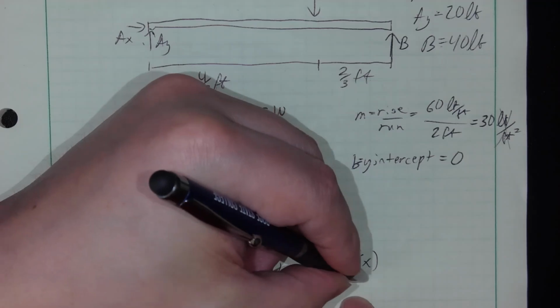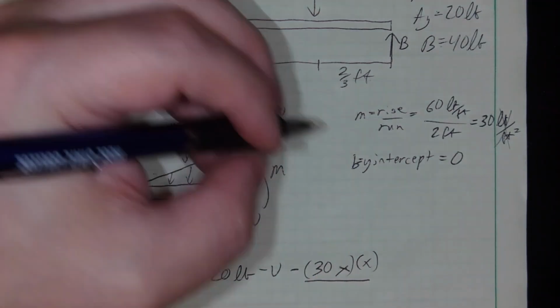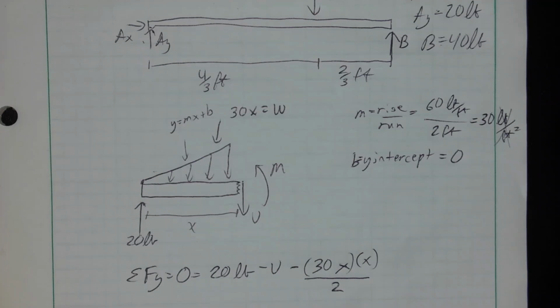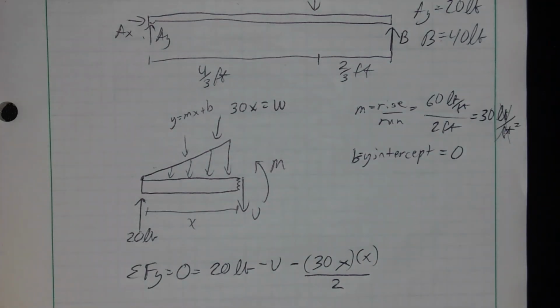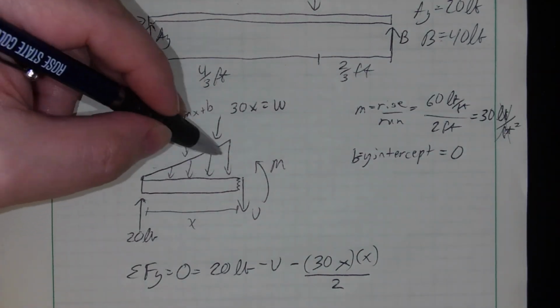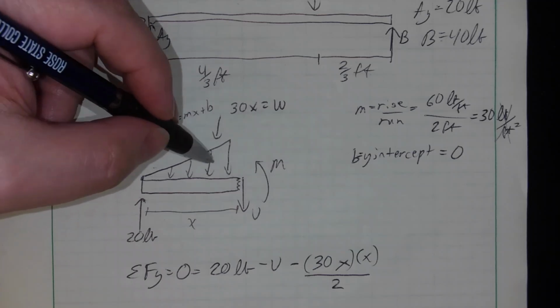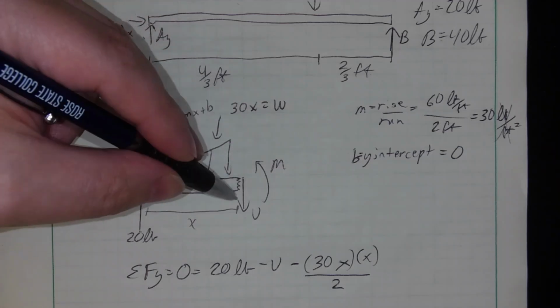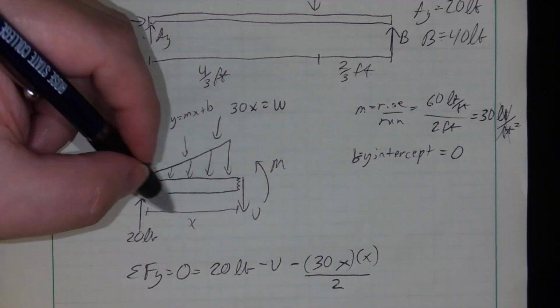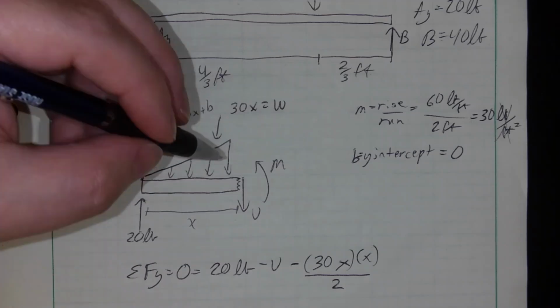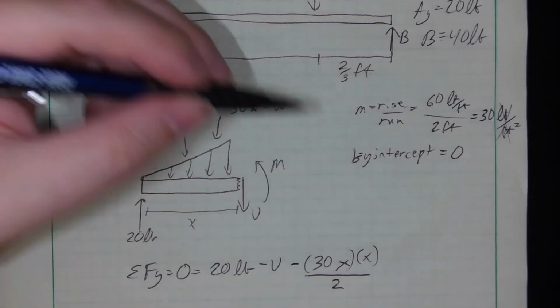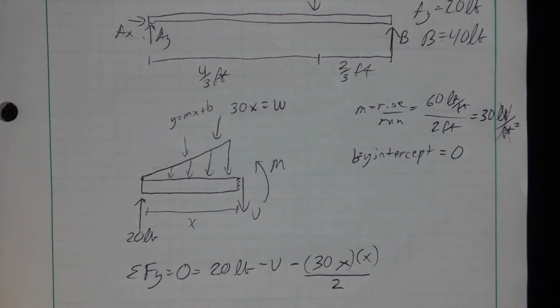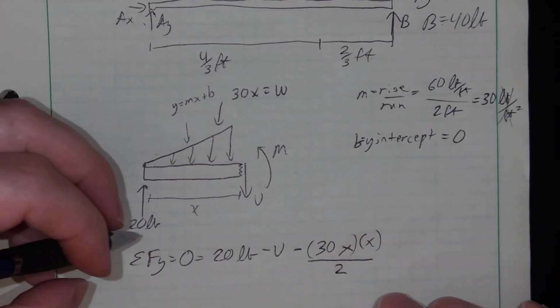Or actually, that would be the area if it's square, but it's not square, it's a triangle. So we need half of that area. We're looking for the area of this triangle to find the force. The area of this triangle is going to be, this height at distance x is 30x. The width is x, and the area of the triangle is half of the height times the width. So this is the quantity for that value there. Okay, the area of the triangle.